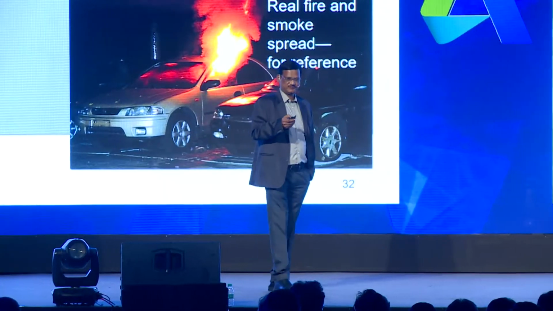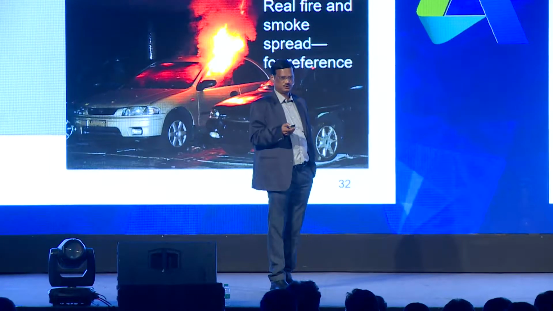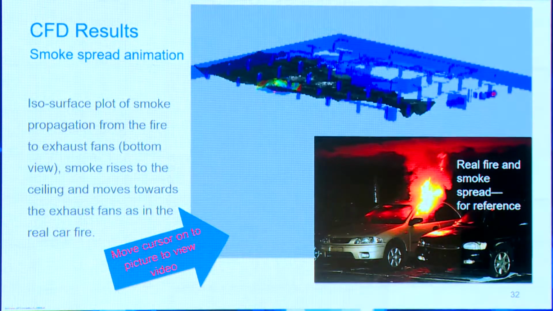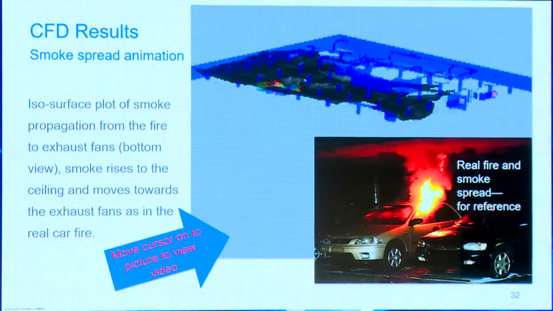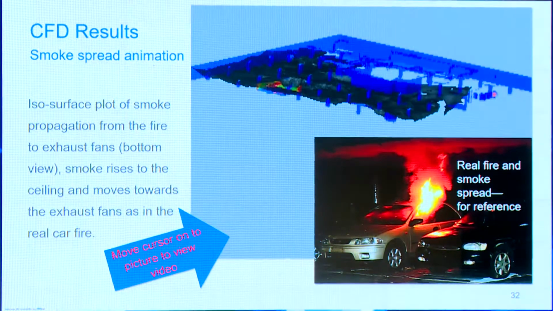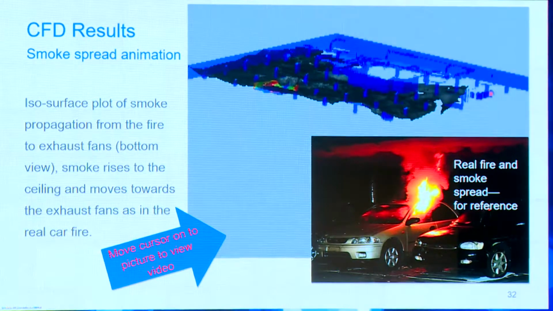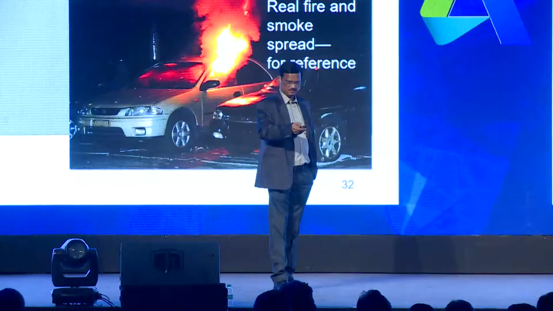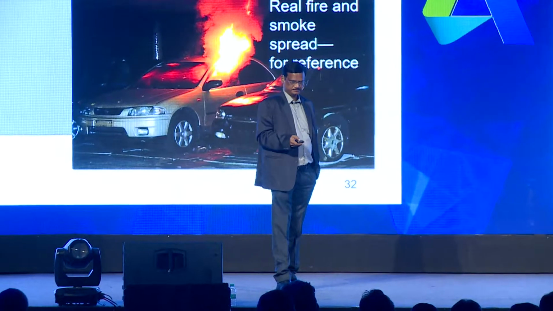What happens in a real fire also is that smoke goes to the ceiling level, and then from there it tries to move. So in the CFD also, we can see how the smoke is generated, goes to the ceiling level, and then spreads towards the exhaust. It's close to reality. You can see a real car fire on the side.